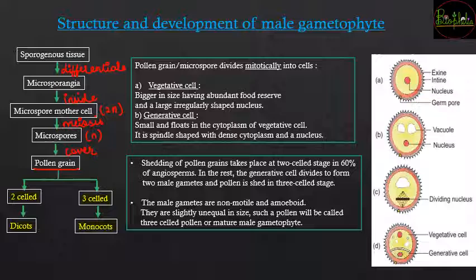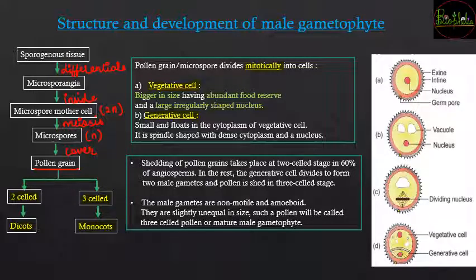These 2 cells are formed because of mitosis in the microspore. So when mitosis happens inside the microspore, it is going to produce the vegetative cell and the generative cell. Now the vegetative cell is going to be bigger in size and have abundant food reserves, because this is the cell that is going to provide energy as soon as the pollen grain is released from the anther. Now this vegetative cell is going to have a large irregularly shaped nucleus.